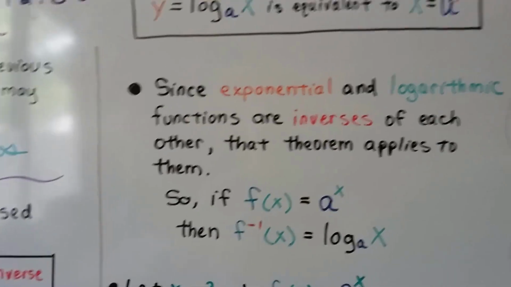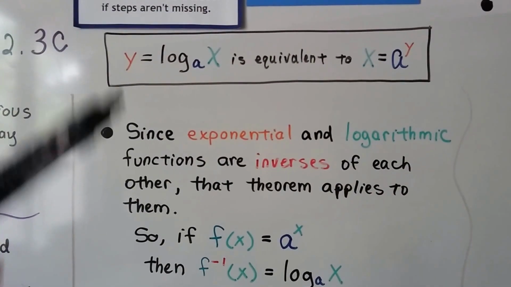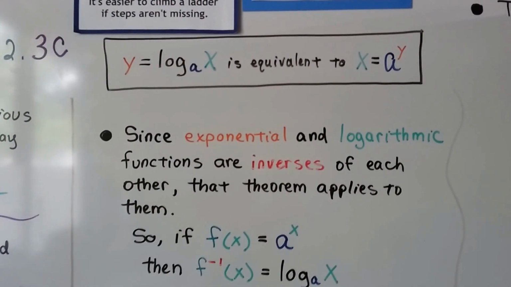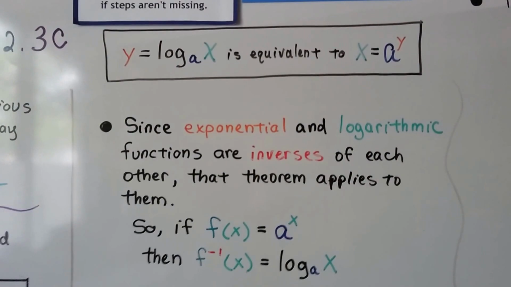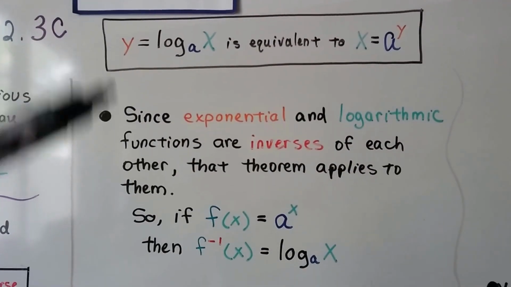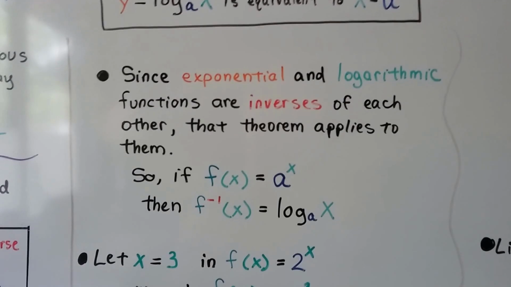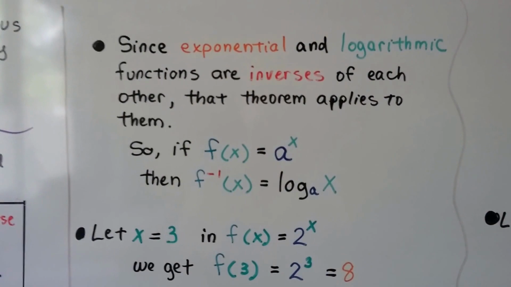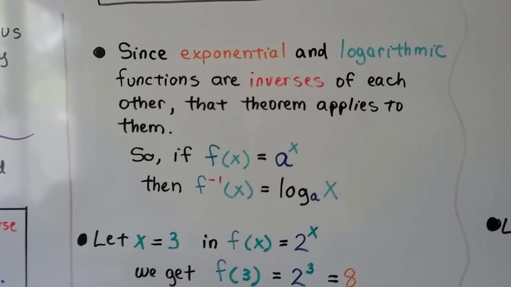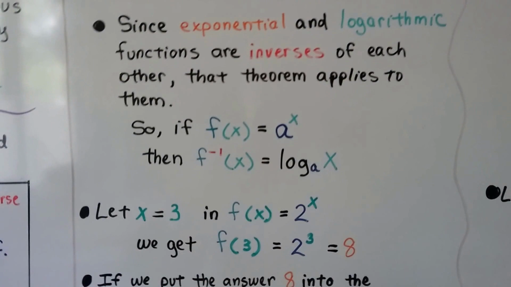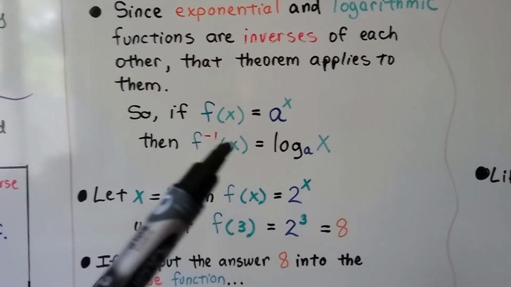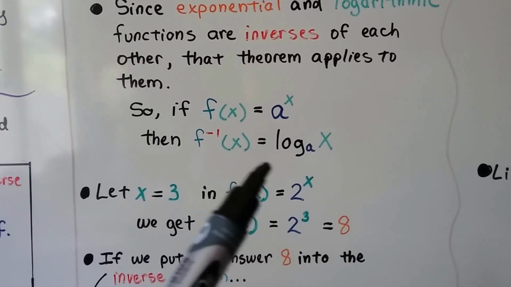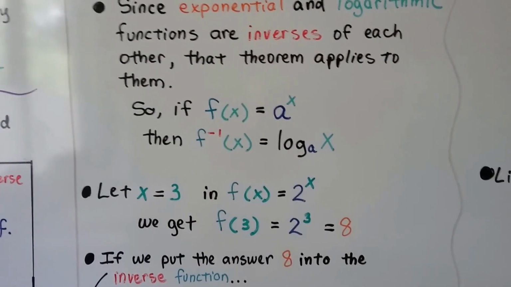So you've seen this in the last couple of videos. This y equals log base a of x is equivalent to x equals a to the y. We've talked about that. You might see a little correlation between that information in my rectangular box and what we talk about. Now, since exponential and logarithmic functions are inverses of each other, they just switch the x and y, right? That theorem applies to them. So if the function of x equals a to the x, then the inverse of the function of x equals log base a of x.